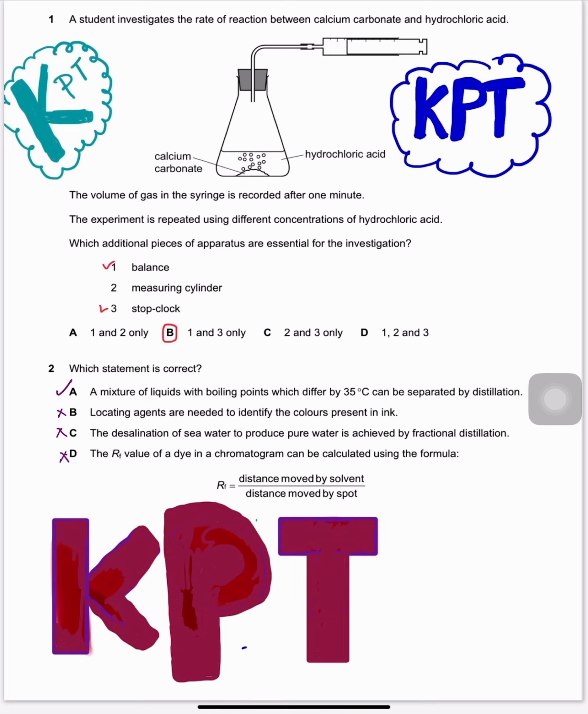A mixture of liquids with boiling points which differ by 35 degrees centigrade can be separated by distillation. Okay, so this can be used. Basically, this is the correct statement.